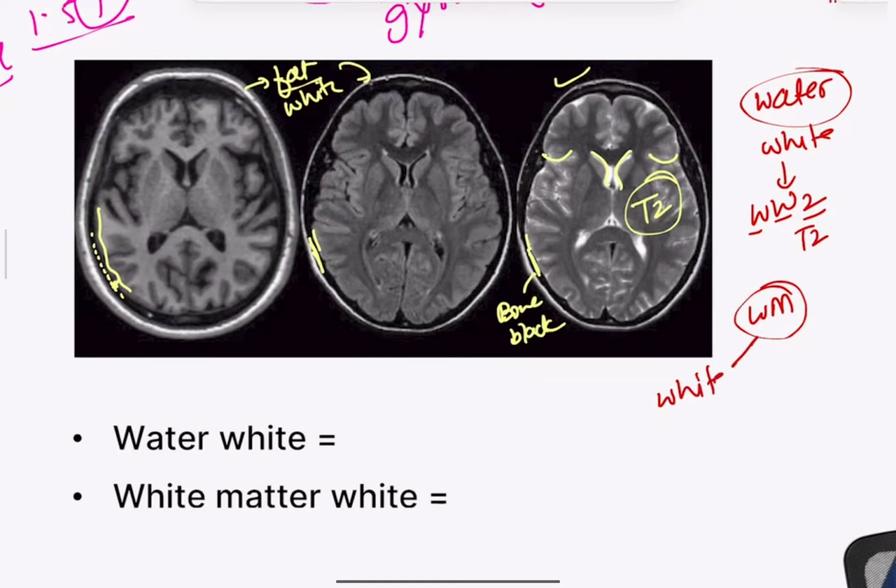If the white matter is white, it is T1. So remember, white matter white, grey matter grey. The anatomy is being followed. Anatomy is your first year subject, so it is 1, first year, T1. If the white matter is also black, then it becomes FLAIR.